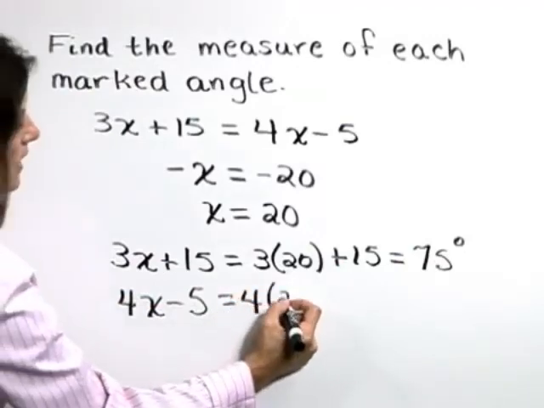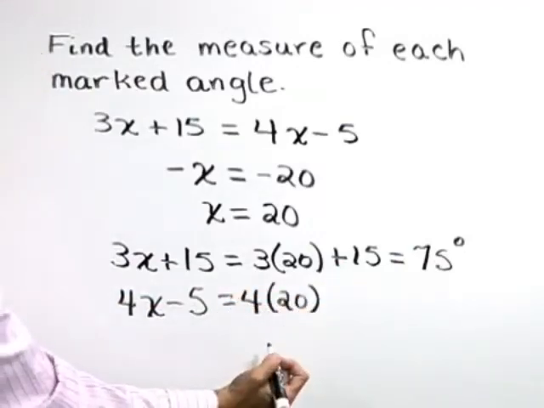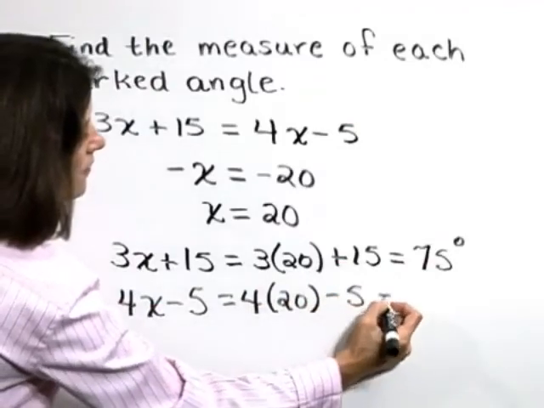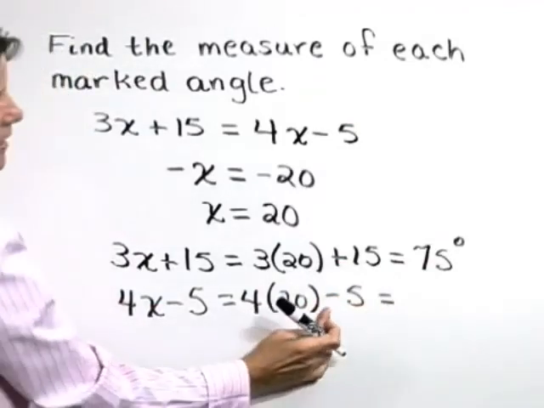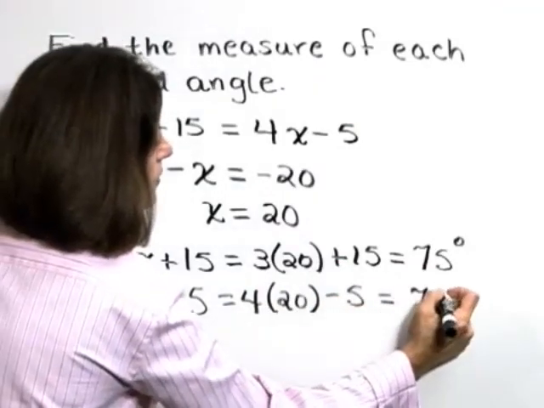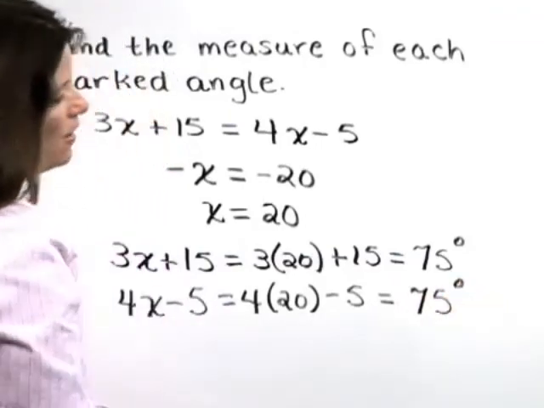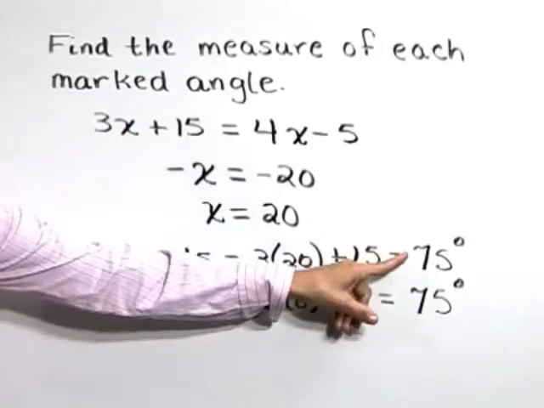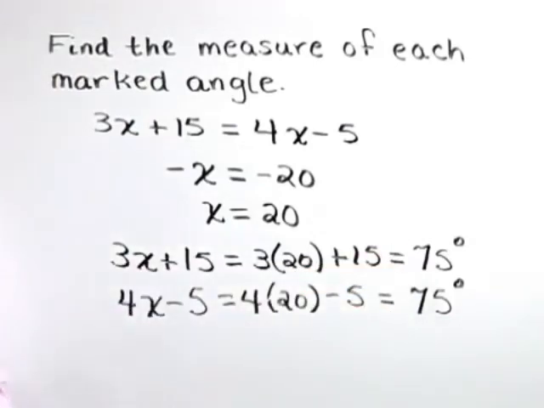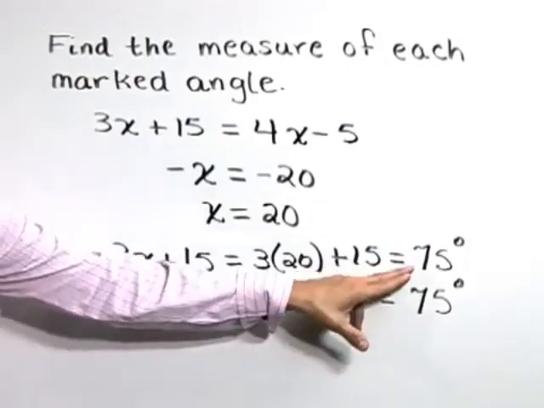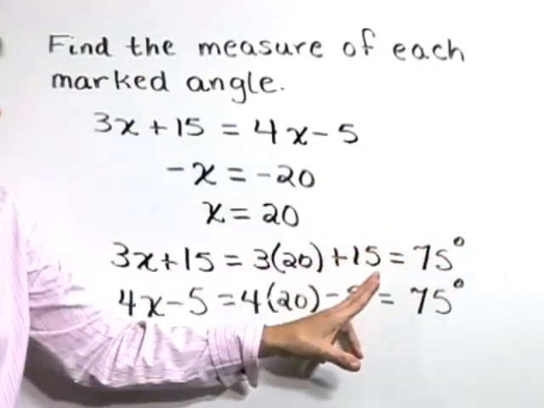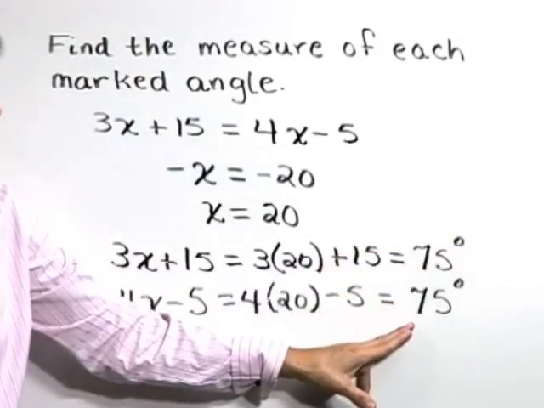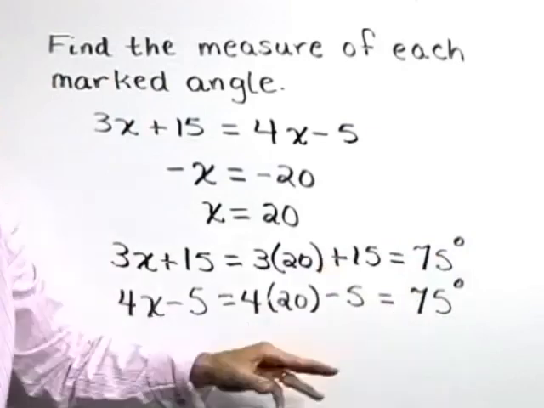Substituting x equal 20 gives 4 times 20 minus 5. That's 80 minus 5, or 75. And let's go ahead and also identify that as 75 degrees. Both of our angles have measures of 75 degrees. And quickly, this problem checks itself because we notice that those angles have equal measure, and vertical angles do have that equal measure.